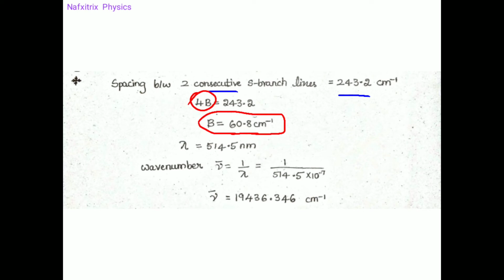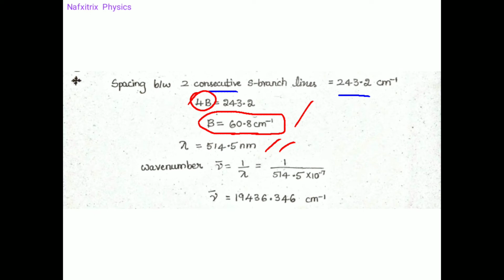For the S branch lines, delta J is +2. For the Q branch it would be 0. And for the O branch it would be -2, like that. So here finally we have got this B, a constant value of 60.8. And next is lambda. Lambda was provided in the question, that means we are throwing a laser light of 514.5 nanometers. In order to observe Raman spectra, first we need to throw an incident light and observe the scattered light. The light which we are throwing is of wavelength 514.5 nanometers.